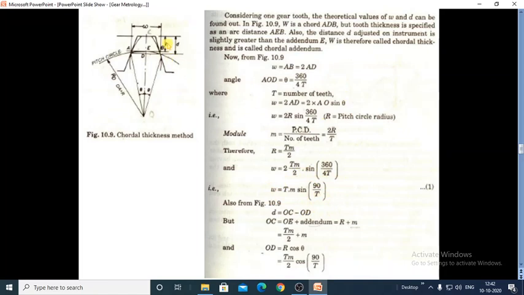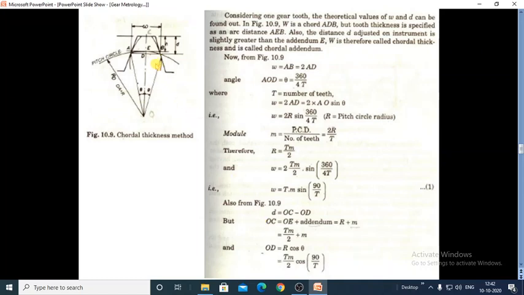Now we are going to calculate D. Let us see further. D is equal to OC minus OD. So here you can see D is nothing but OC minus OD. In such a way you will get D. Now let us see further. What is D? D is nothing but, as we have seen, OC minus OD.